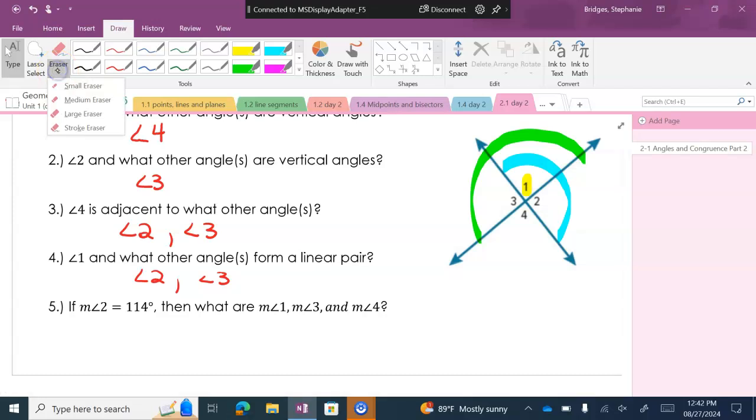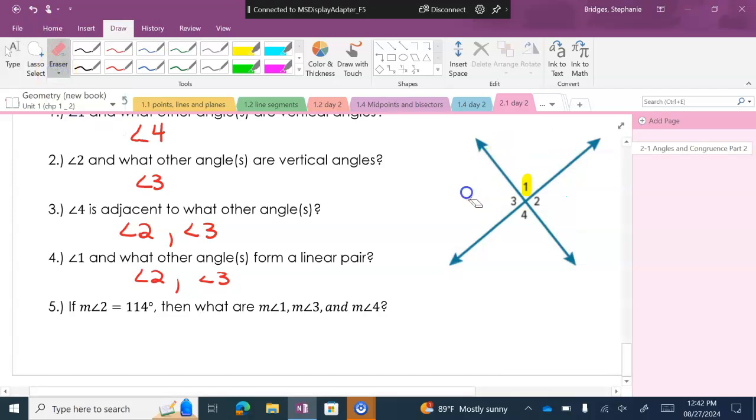And then I'm going to give you some time to answer this last question. It tells me that the measure of angle 2 is how much? 114. So I would draw that on my picture. And then it wants you to find the measure of each other angle. What is the measure of angle 1? What is the measure of angle 3? And what is the measure of angle 4? Based off of that information. We just did that on the previous question up on the board.